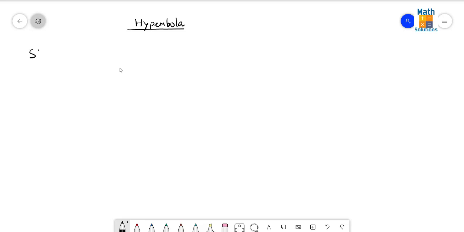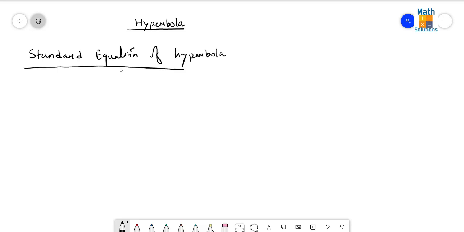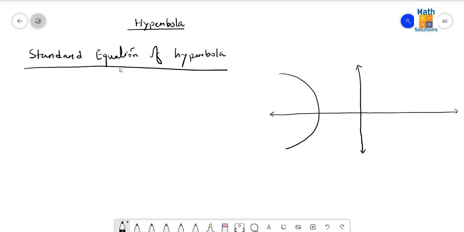So the first heading that I am going to give here is standard equation of hyperbola. In this case, two formats actually we are going to get. Suppose I'm drawing a rough sketch. This is the hyperbola, when the transverse axis is along the x-axis, then the figure looks like this.